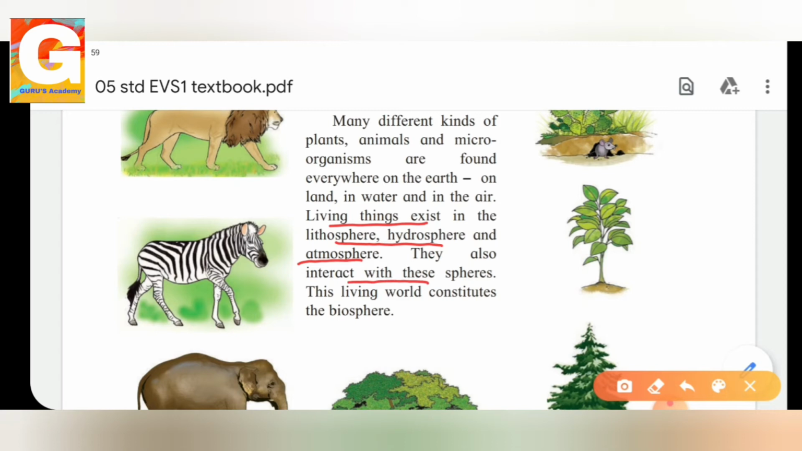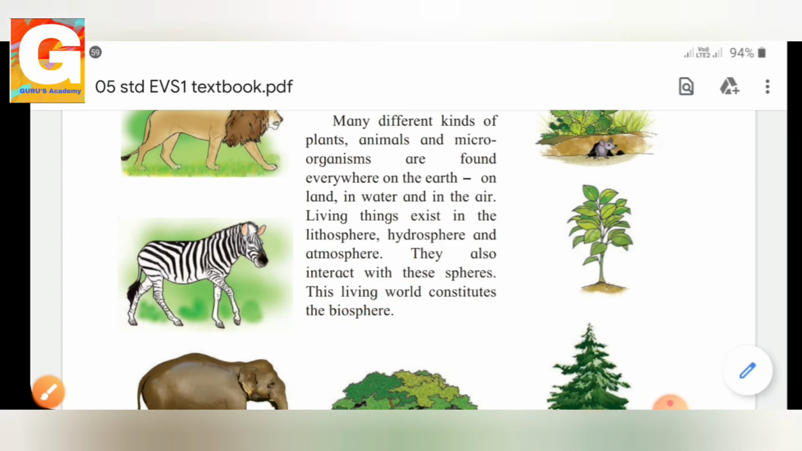Yes, and this living world constitutes the biosphere. So you all must have understood what the biosphere is. The biosphere is what? The living world that constitutes the biosphere. Wherever the lithosphere, hydrosphere and atmosphere are the spheres where living things exist, this is called the biosphere.